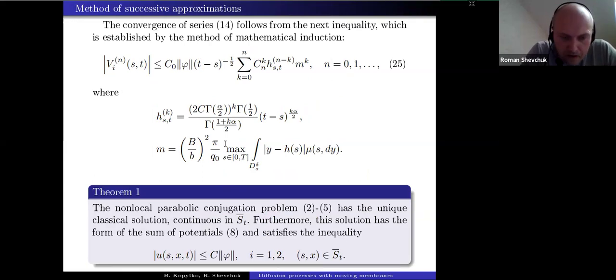So our main result can be formulated in the form of theorem 1. The non-local parabolic conjugation problem 2.5 has the unique classical solution continuous in the closure of ST. Furthermore, this solution has the form of the sum of Poisson and simple wire potentials and satisfies the inequality. Here it is.